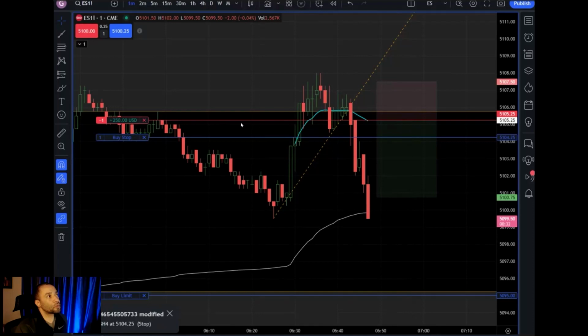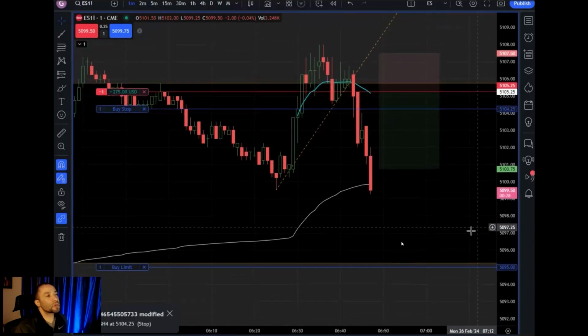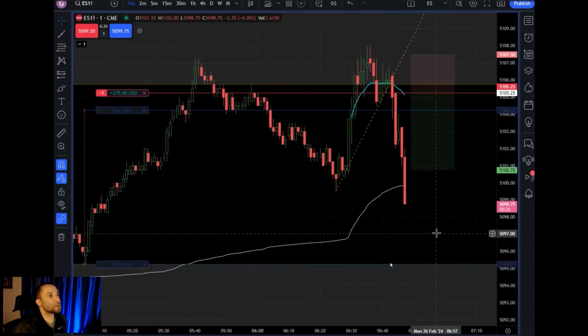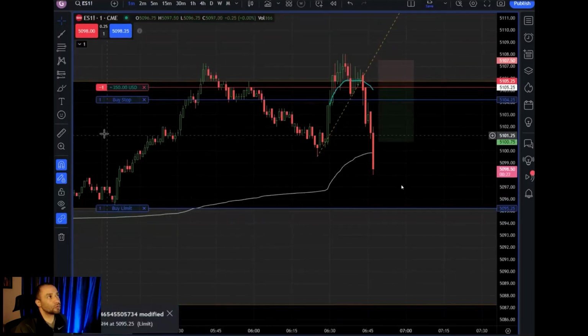Okay, I tightened the stop a little bit. This thing is still moving in my favor. And I think pretty soon here, I'm going to end up just taking profit because it's just, you know, take advantage of a strong move.